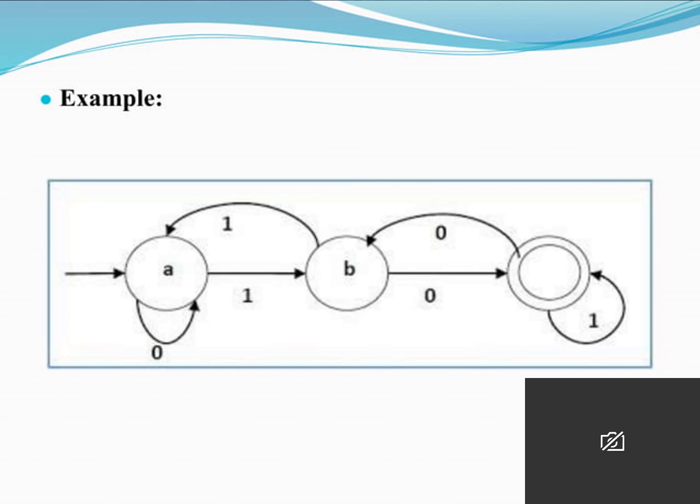In the final state, if you give the input 0, it moves on to state B. Then if you give 1 as the input in the final state, once again it remains in the final state itself. This is a basic example of a finite automaton. So here we are representing a number of states and the two inputs. Whenever we give the input, it moves through a series of states, from one state to another, and finally it reaches the end state.